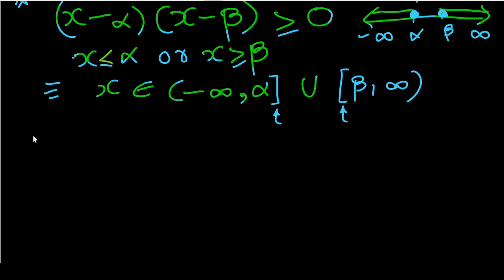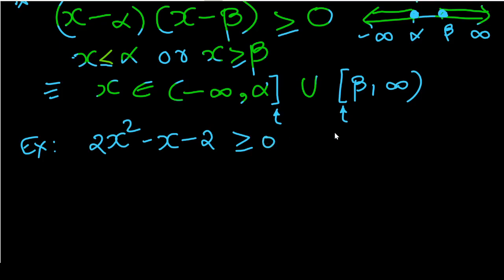Let's take one example on this. 2x square minus x minus 2 greater than equal to 0. Find x. You can try this. Okay.